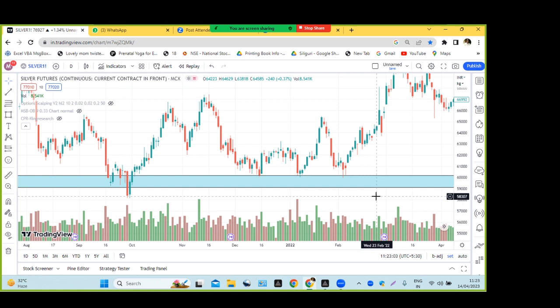Even if you want to create more zones, it is very simple. You create it like this. Just a second.